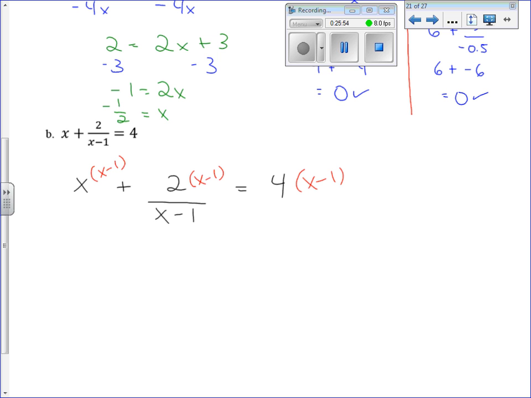The point of that is to eliminate the denominators. Okay, so that just means that eliminates itself. So then I have x times x minus 1 plus 2 equals 4 times x minus 1. Oh, and non-permissible values. x minus 1 equals 0, so x cannot equal 1.